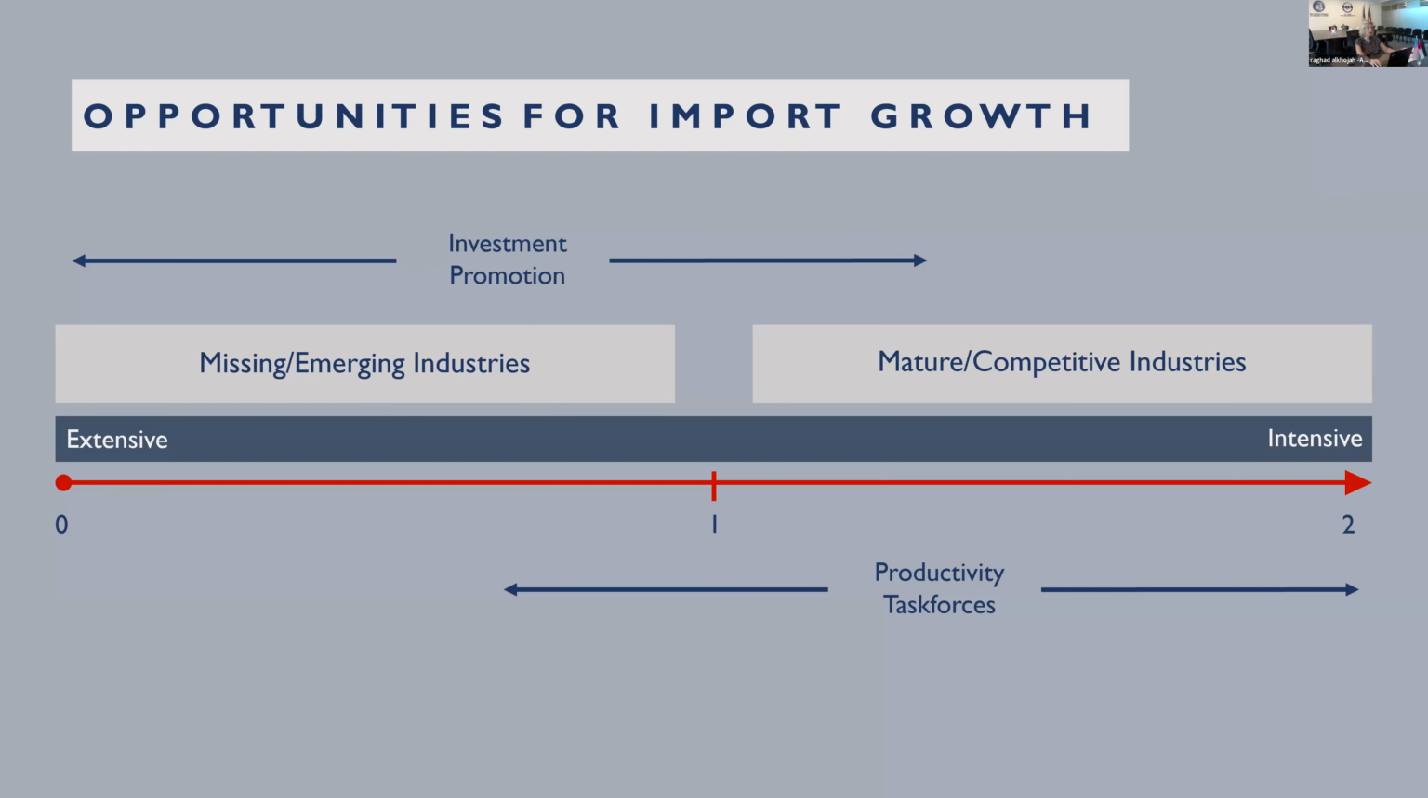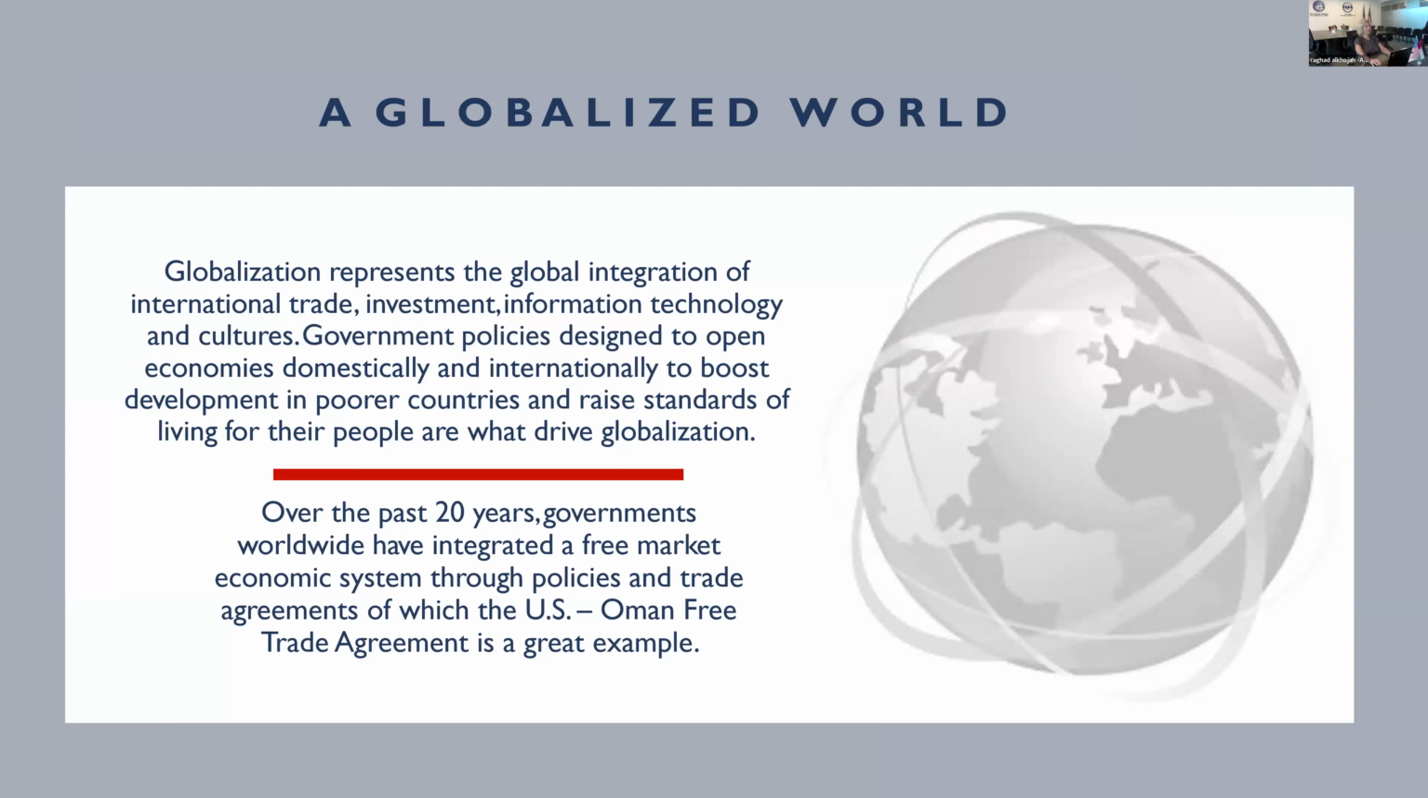And these are two main factors that could lead to increasing imports and growth between Oman and the US. This is also a slide that I like. It refers to a globalized world and how governments have integrated a free market and economic assistance through policies and trade agreements. And of course, the Oman Free Trade Agreement is a great example. I won't spend so much time on this because we talked about it. It's about how government policies are designed to open economies domestically and internationally to boost development in poorer countries and raise living standards for their people, and what the drivers for globalization are.